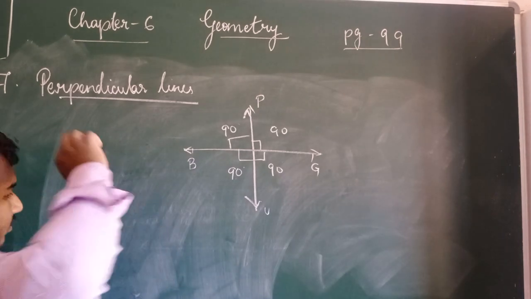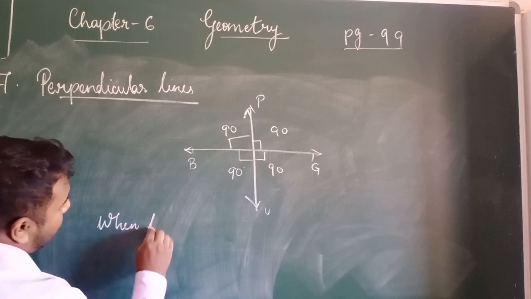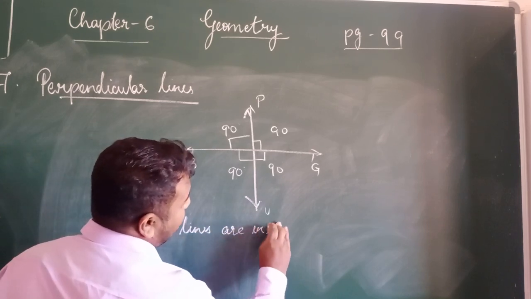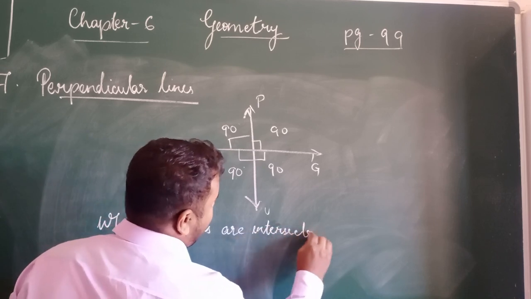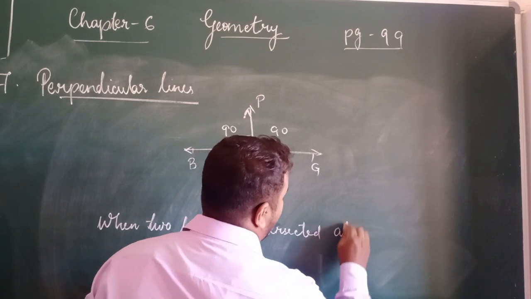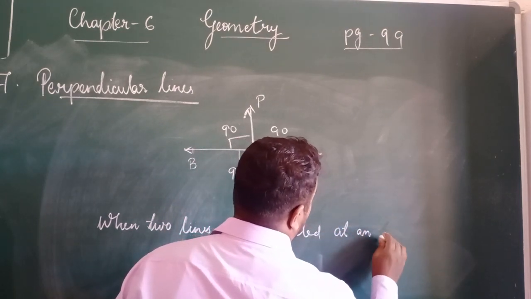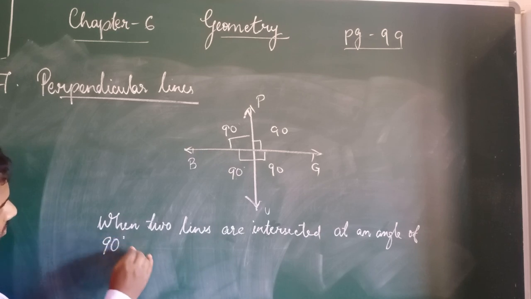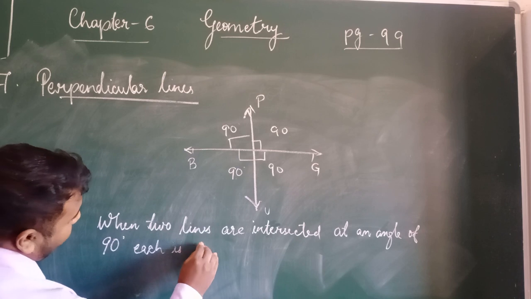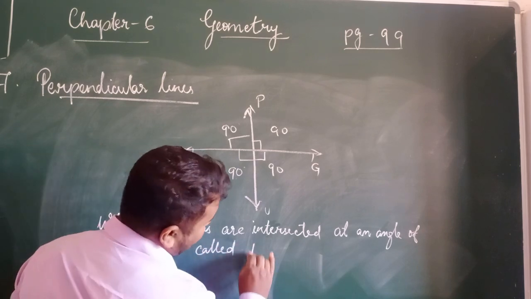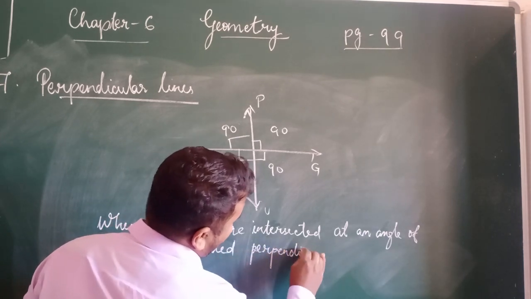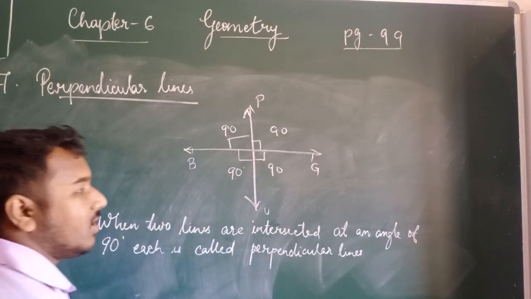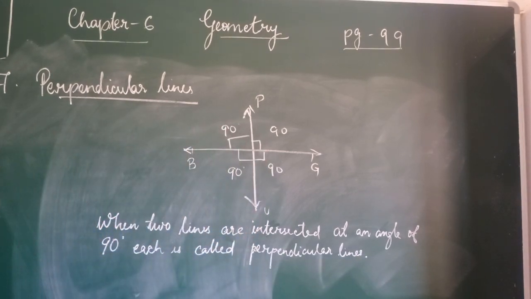So how will we write this one? When two lines are intersected at an angle of 90 degrees each, they are called perpendicular lines. When it is straight, then they are called perpendicular lines. So this is the introduction about perpendicular lines.